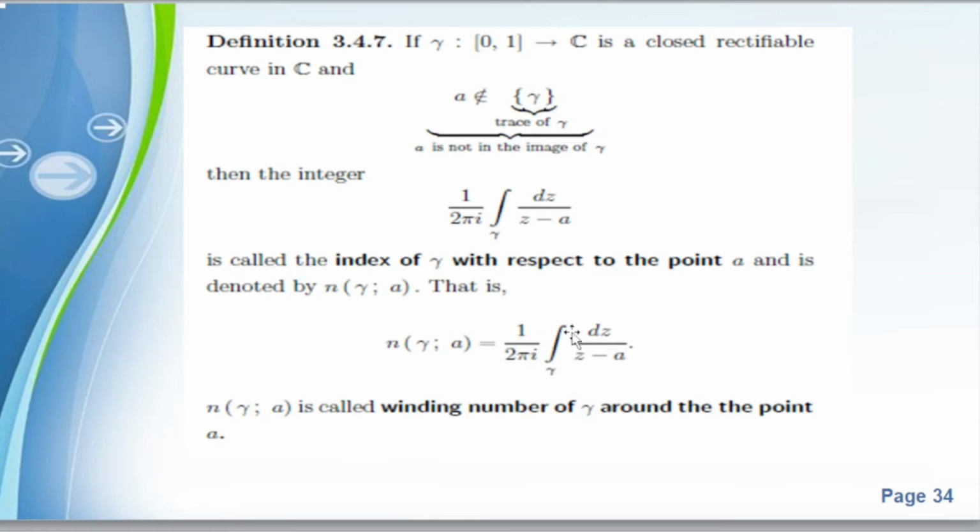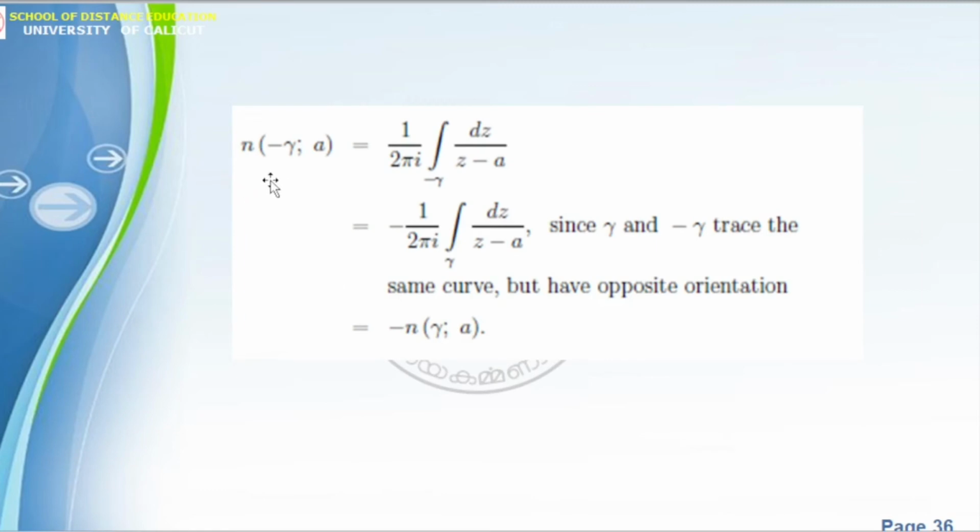It is an important theorem we are applying in problems. That is, the winding number n gamma a is 1 by 2 pi i integral over gamma dz by z minus a. And n of minus gamma at a is equal to 1 by 2 pi i integral over minus gamma dz by z minus a, that will be minus 1 by 2 pi i integral over gamma dz by z minus a. So n of minus gamma at a will give you minus n gamma of a.